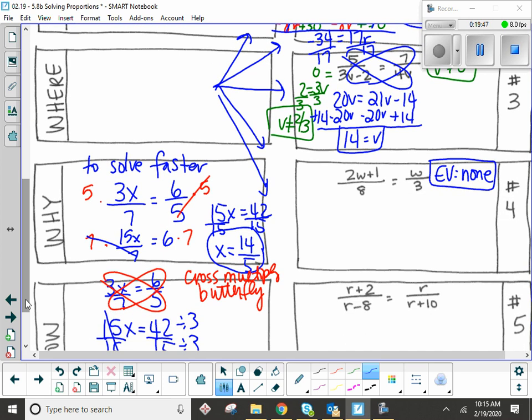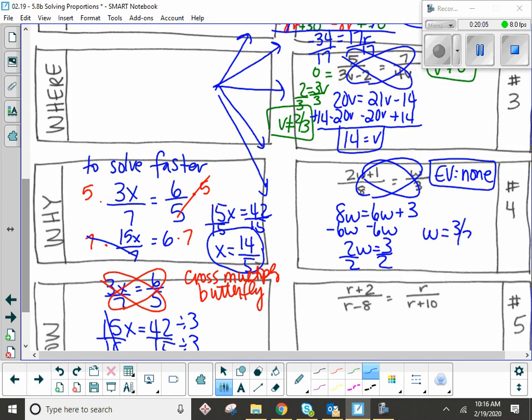Have you already worked that one too? So we can do it real fast. That one real fast. Did you get 3/2? Excellent. Years of practice. My stepmom.